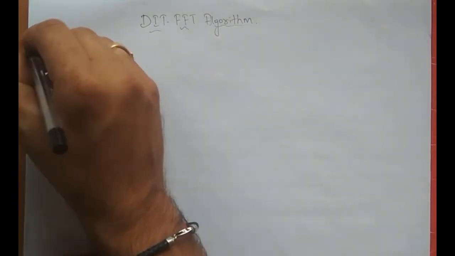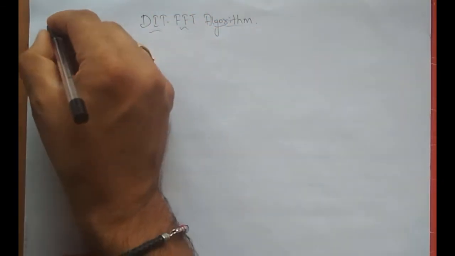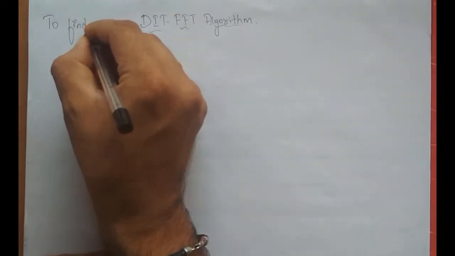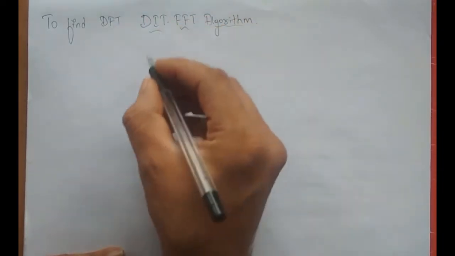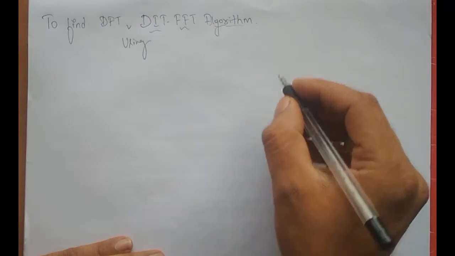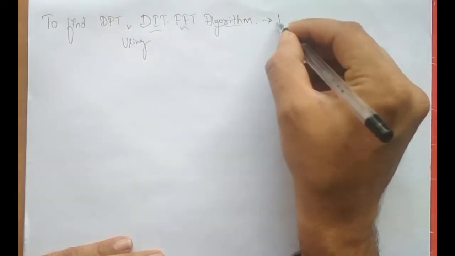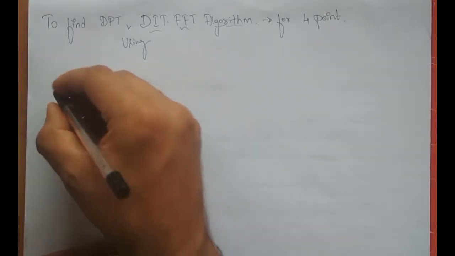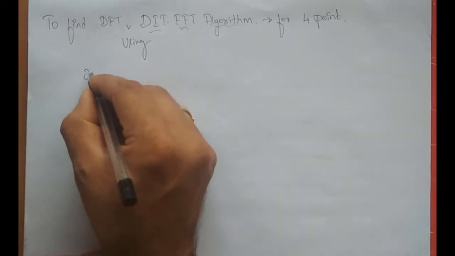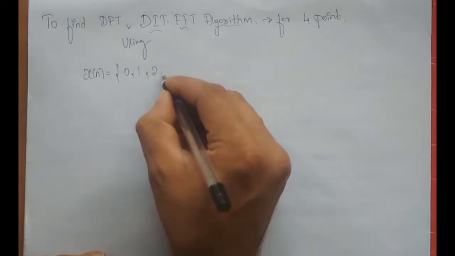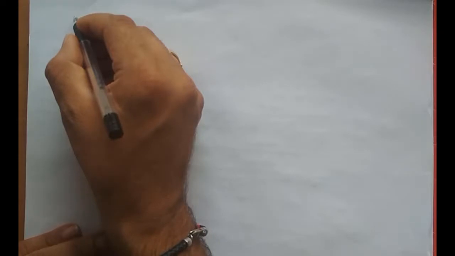So the problem is to find DFT using DIT FFT algorithm, and this is for 4-point. And the sequence is x of n equal to 0, 1, 2, 3.